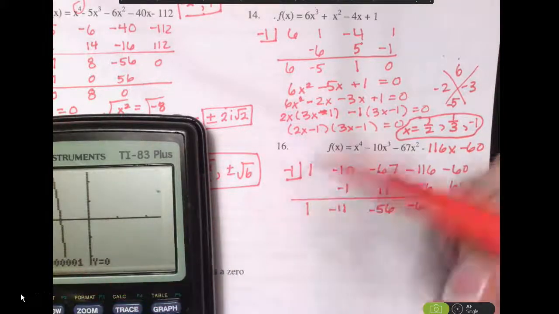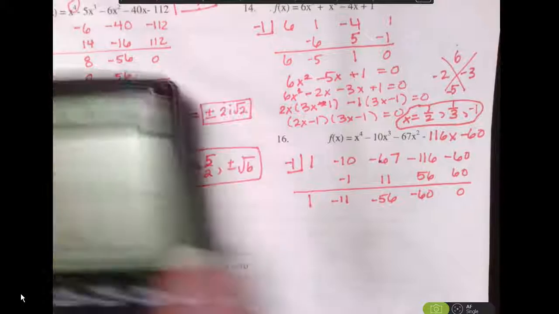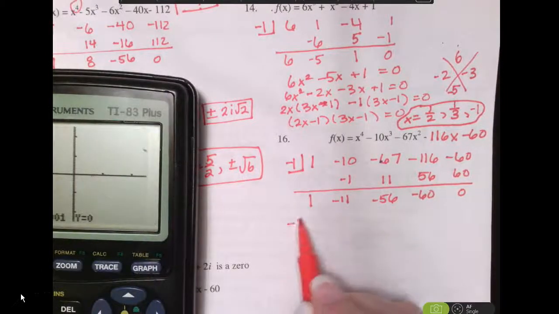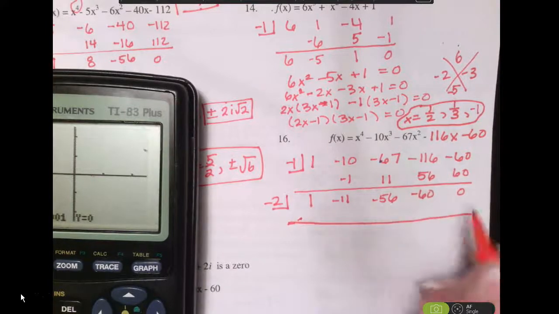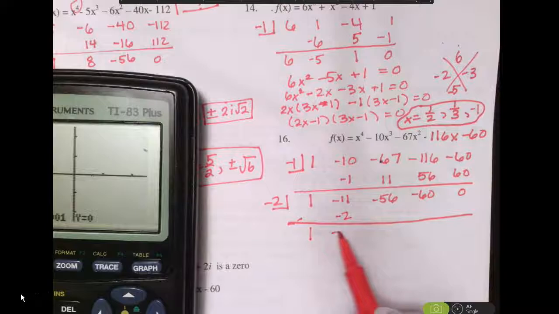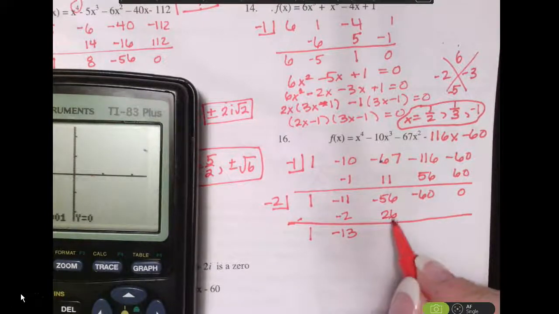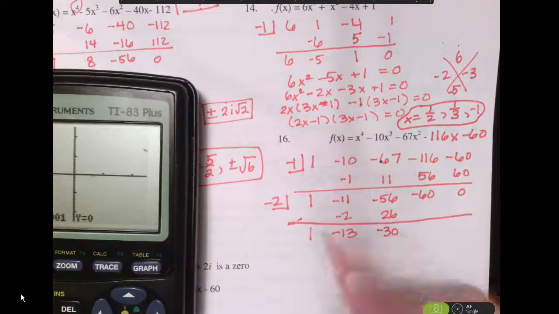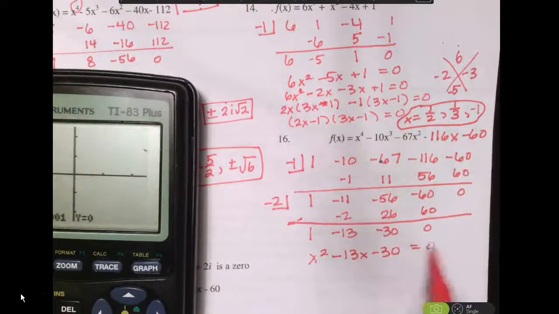Okay, so it looks like it's about as close to -2 as I could possibly get, so I guess I wasn't looking at it correctly. So let's go ahead and synthetically divide -2. 1 times -2 is -2, that's -13. 2 times 13 is 26, so that's going to be -30 times -2 is +60. Alright, so there's my function, x squared minus 13x minus 30.